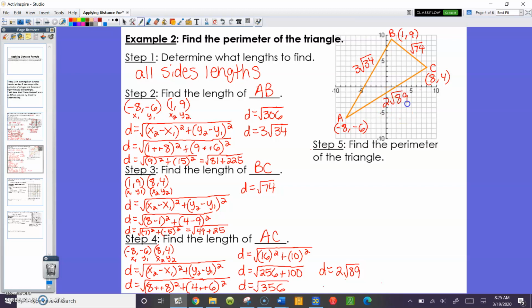2 square root 89. And to find the perimeter, we're simply going to add those together. 3 square root 34 plus square root 74 plus 2 square root 89. So give me a second while I type that into my calculator. And that gives us 44.96 for our perimeter.